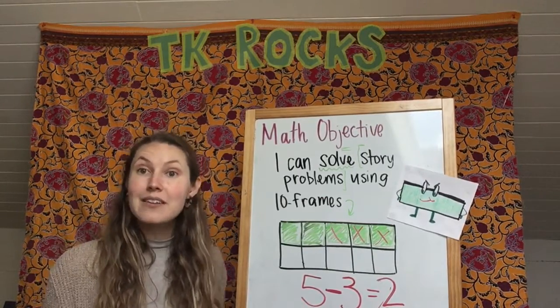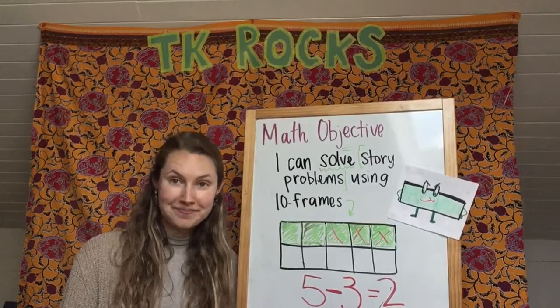So now I'm going to give you a story problem to work on at home. So you were at the beach and there were 7 starfish on the sand, but then a wave came and pulled 2 back into the ocean. How many starfish are left on the sand? So go ahead, solve that. Make sure you use your 10 frames to show your work, and I can't wait to see how you do.